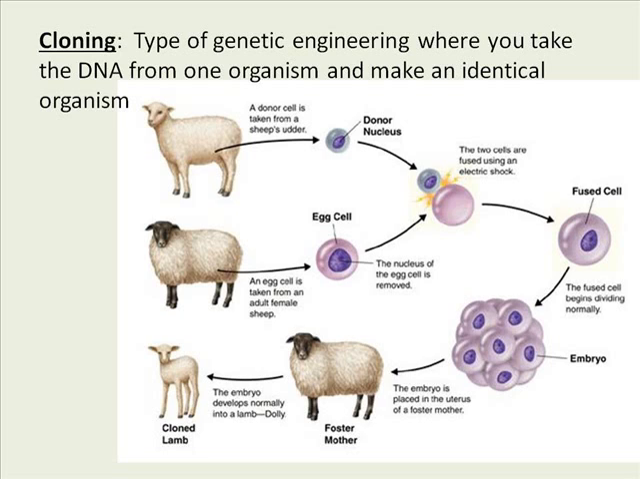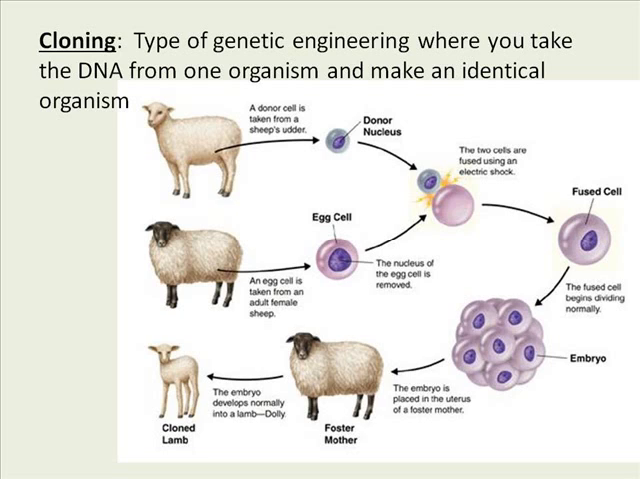Then, they will take an egg cell from the second sheep in the picture, the one with the white body and the black face and the black legs. That's a female sheep. They will take an egg from that sheep, take the nucleus out of that egg, and throw that nucleus away.